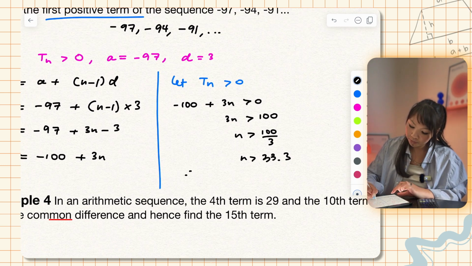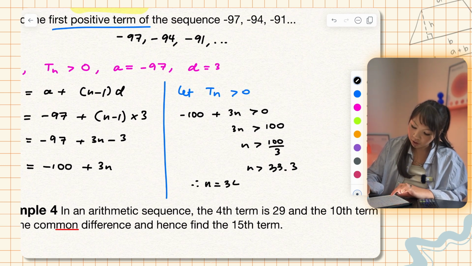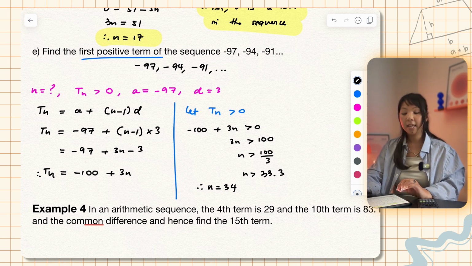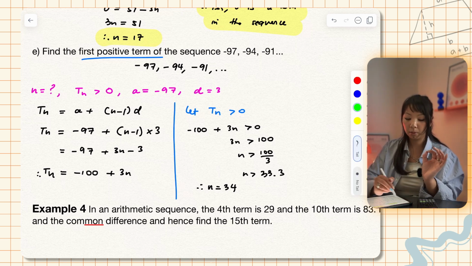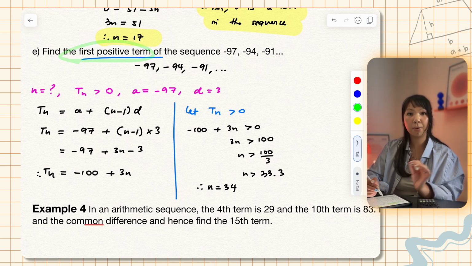So we just say when n equals 34. Okay, that is when we have our first positive term. But you also want to pay attention to the wording of the problem. It says find the first positive term.